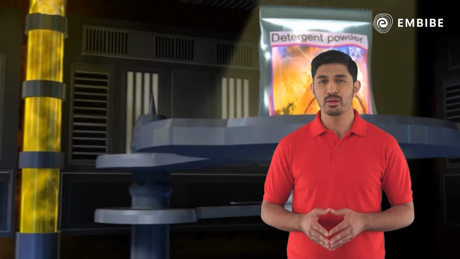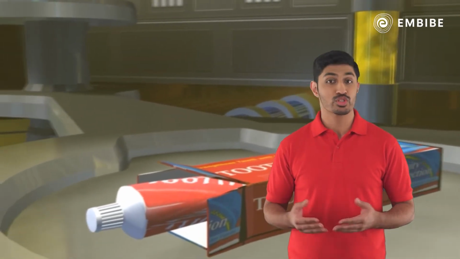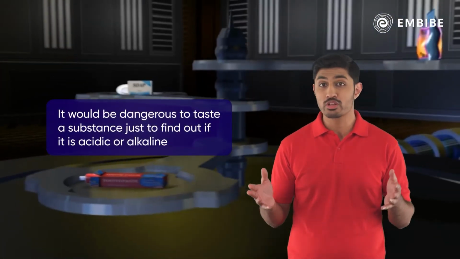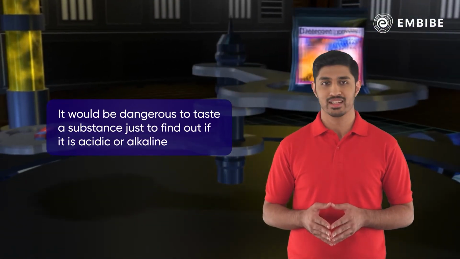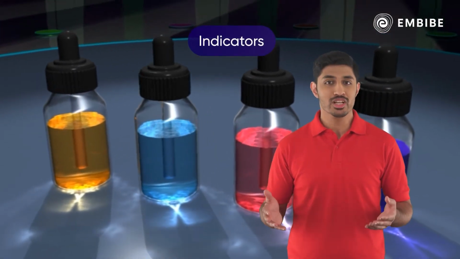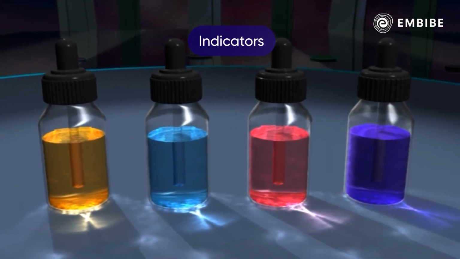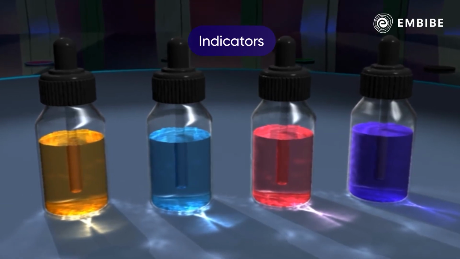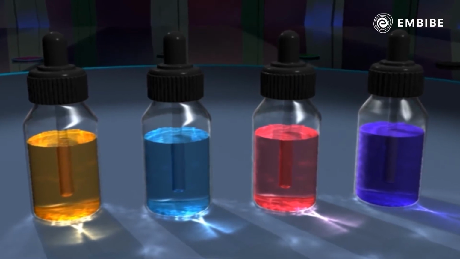On the other hand, substances such as detergent, soap, and toothpaste contain alkalis, which are bitter to taste and have a soapy feel. It would, however, be too dangerous to taste a substance just to find out if it's acidic or alkaline. Chemists use certain special substances called indicators to check the nature of a variety of substances found all around us. We will learn more about these indicators with the following learning objectives: indicators, the most common natural indicators, and a universal indicator.